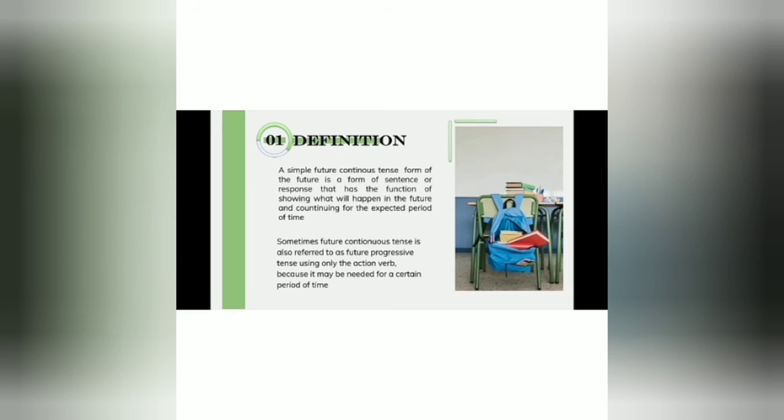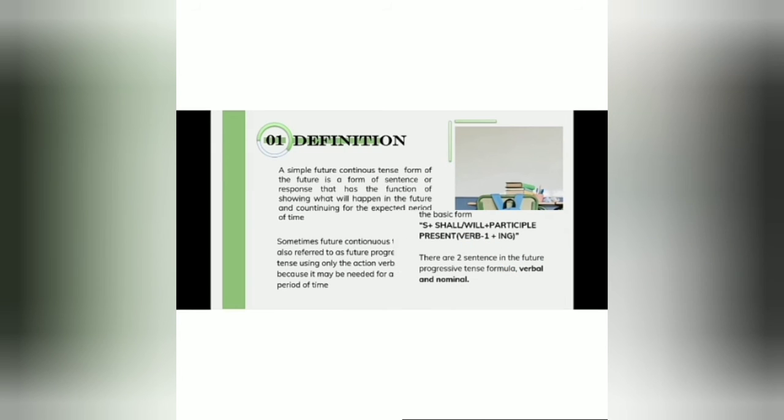Definition. The simple future continuous tense is a form of the future that has the function of showing what will happen in the future and continue for the expected period of time. Sometimes, future continuous tense is also referred to as future progressive tense, using only the action verb, because it may be needed for a certain period of time.